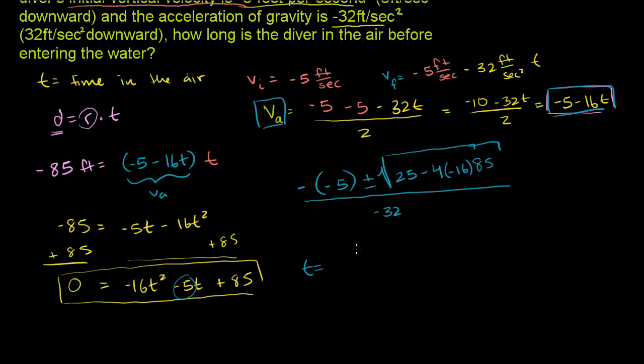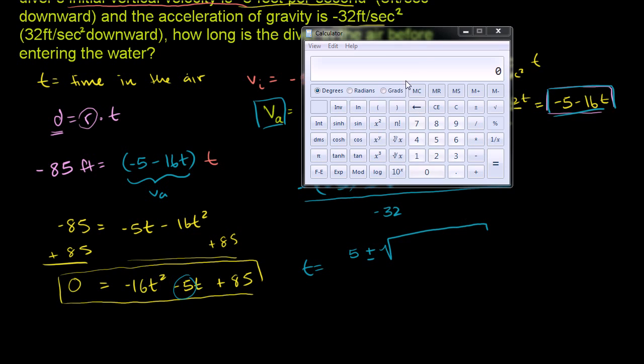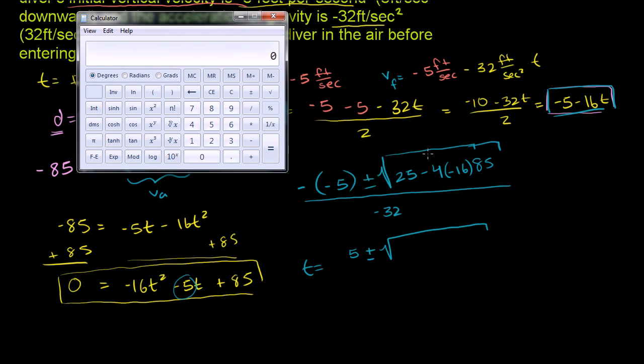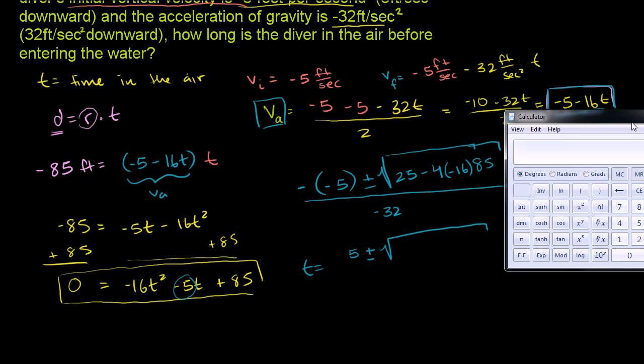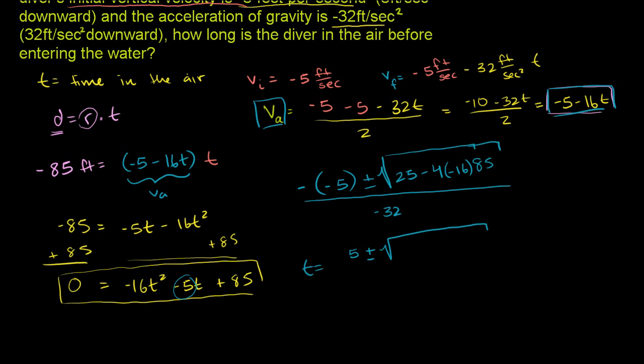Negative 5 is positive 5, plus or minus the square root of, and we probably want to take out our calculator for this. Let's evaluate this. We have 4 times, and we have a negative and a negative, so those two are going to cancel. Let me put my calculator aside for a second. We have negative out here, and then we have a negative, so these two are going to cancel out. So it's going to be 25 plus 4 times 16 times 85.